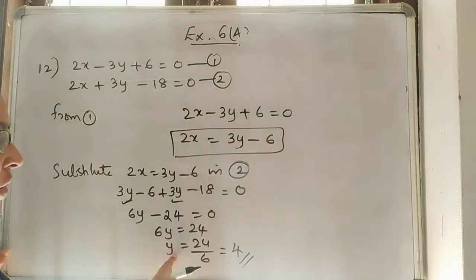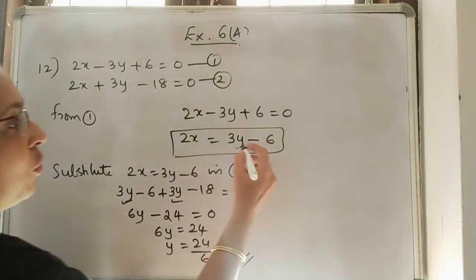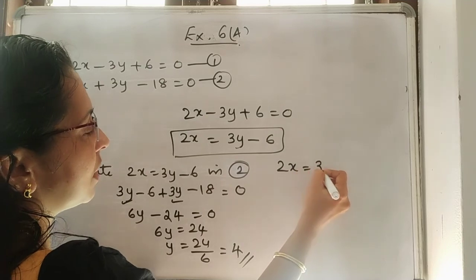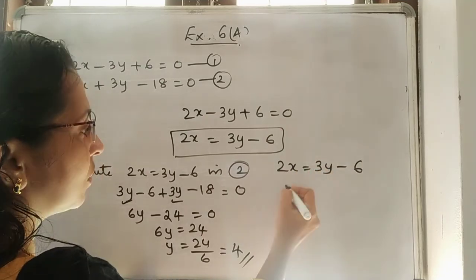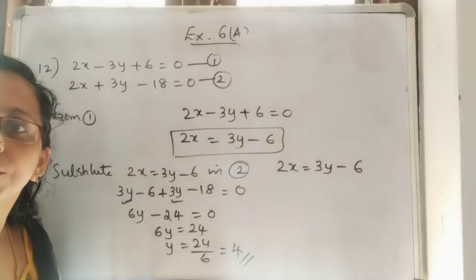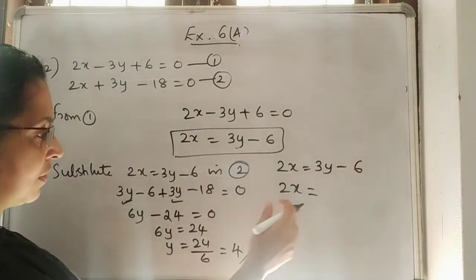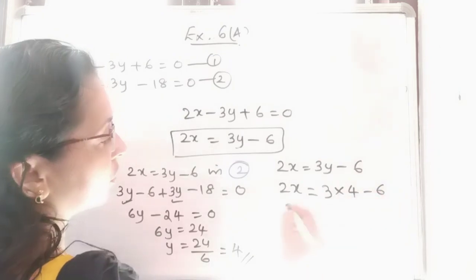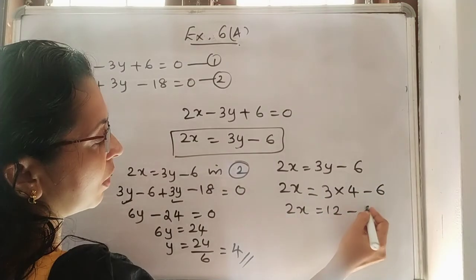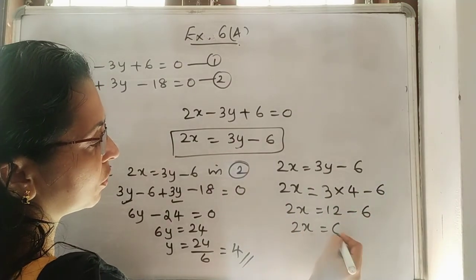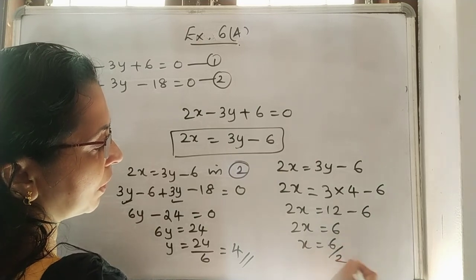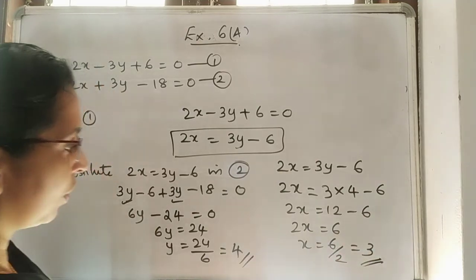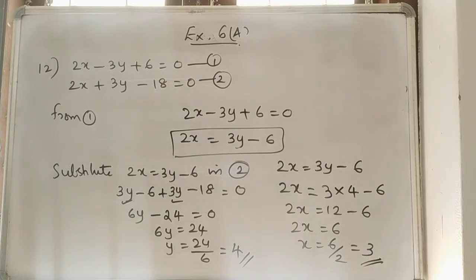Next we have to find out the value of x. We have 2x is equal to 3y minus 6. So 2x is equal to 3 into 4 minus 6. 4 3s are 12, minus 6. So 2x is equal to 6. So x is equal to 6 by 2, which is equal to 3. So now we got x is equal to 3 and y is equal to 4.